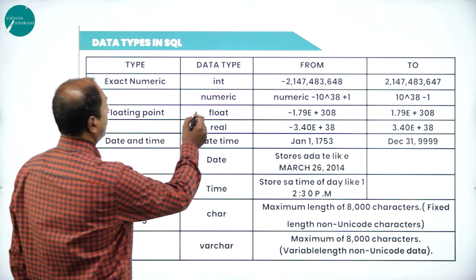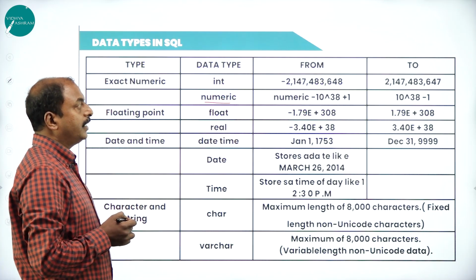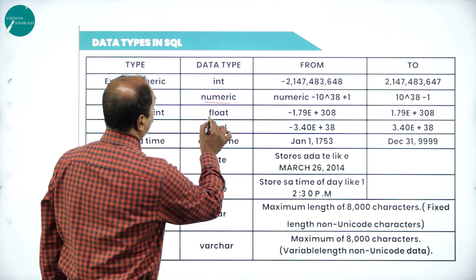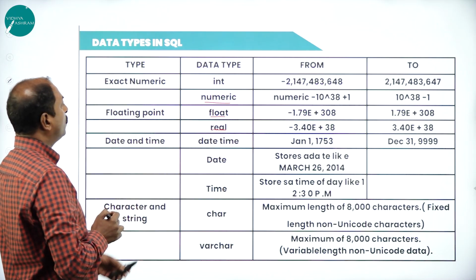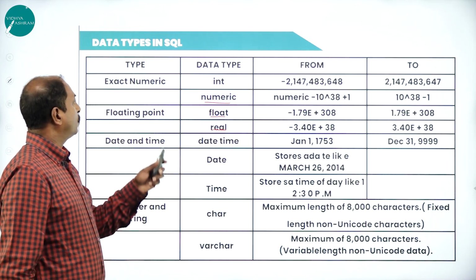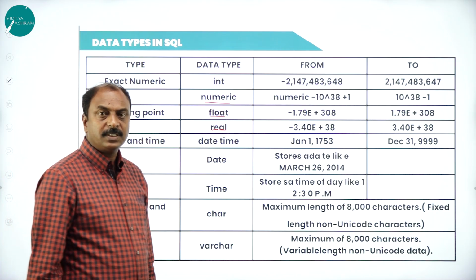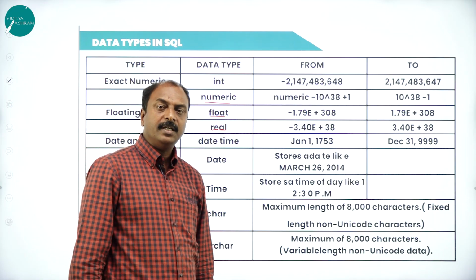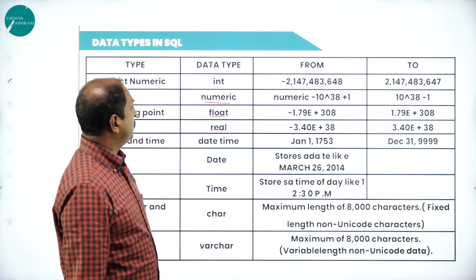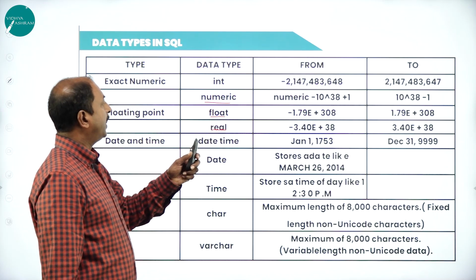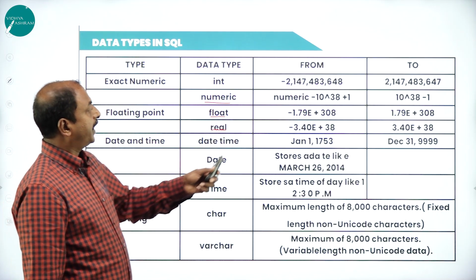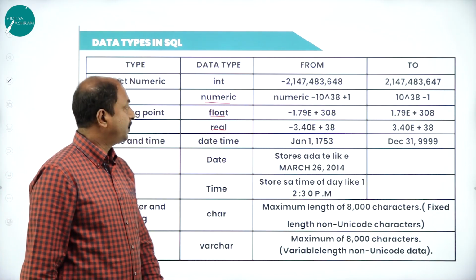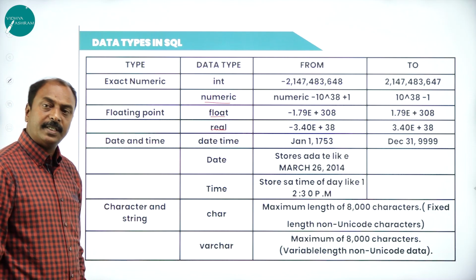And the next one is numeric. You can also make use of numeric, and this is the range of that. Next one is floating point. So we have float and real. These two are the data types to store real numbers. So what are real numbers? These are the numbers with a fractional part, or in general, decimal numbers. So float and real are used to store negative as well as positive real numbers or decimal numbers.